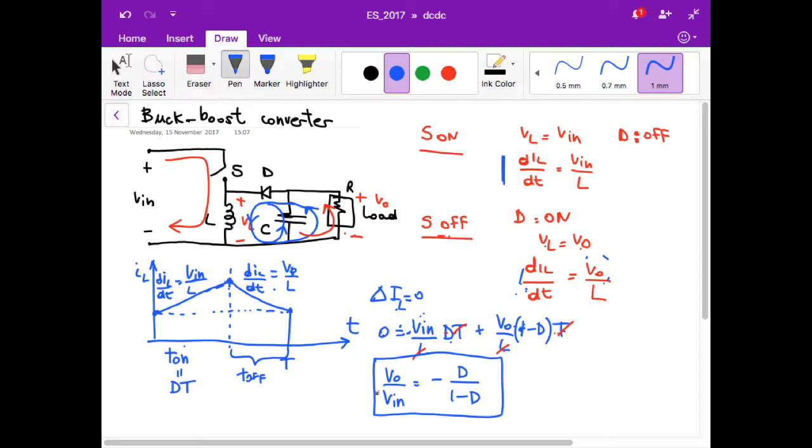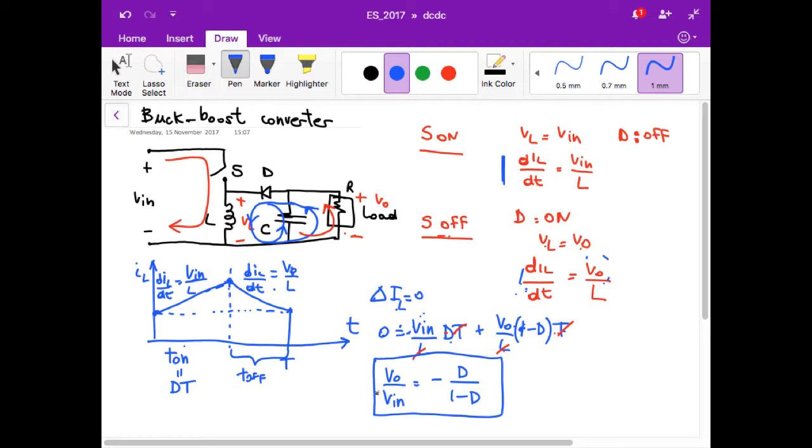Again, it's just a different combination of positioning the inductor, the capacitor, and the diode. Please consider that basically the diode is only an additional switch, basically in terms of behavior, and we always need this transfer of energy between the inductor, the capacitor, the input, and the output.